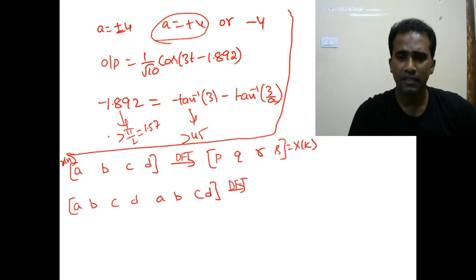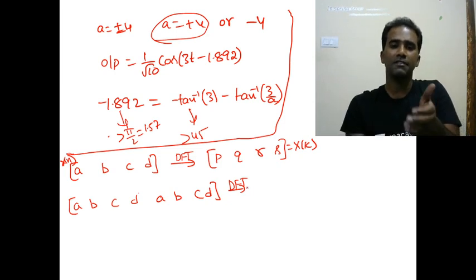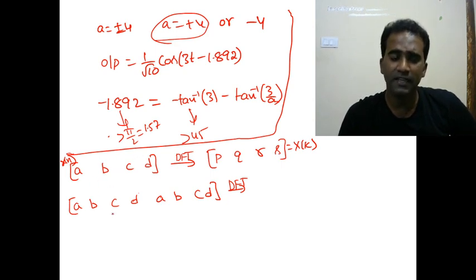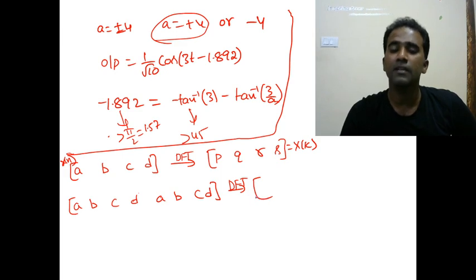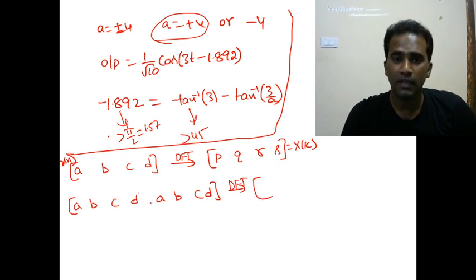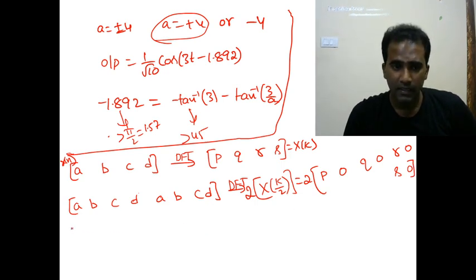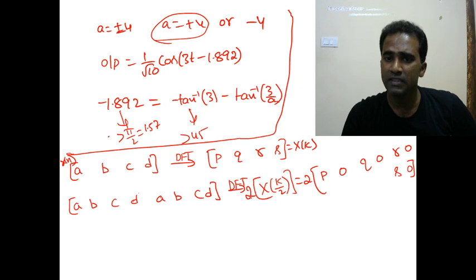Using this property, you can find the DFT very easily if you face this kind of situation. If you know the DFT of a particular sequence, and that sequence is repeated, then the DFT is very simple. You multiply by the number of times it is repeated. Two times it is repeated, so I am multiplying with 2, and X of k is scaled, so it is 2 times X of k by 2. Scaled or interpolated, you can say 2 times. What is X of k by 2? It is P, 0, Q, 0, R, 0, S, 0. This is how it will be. Similarly, if ABCD is repeated thrice, then it would be 3 times X of k by 3.